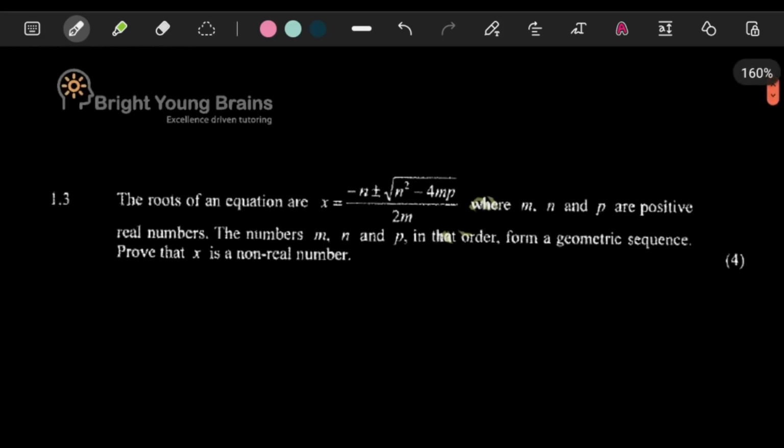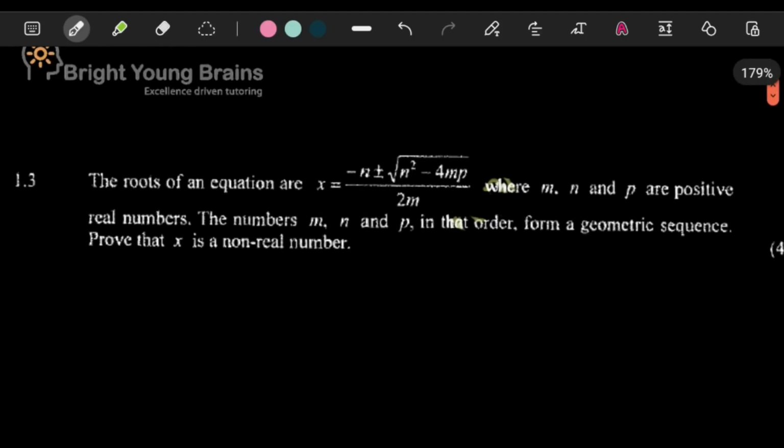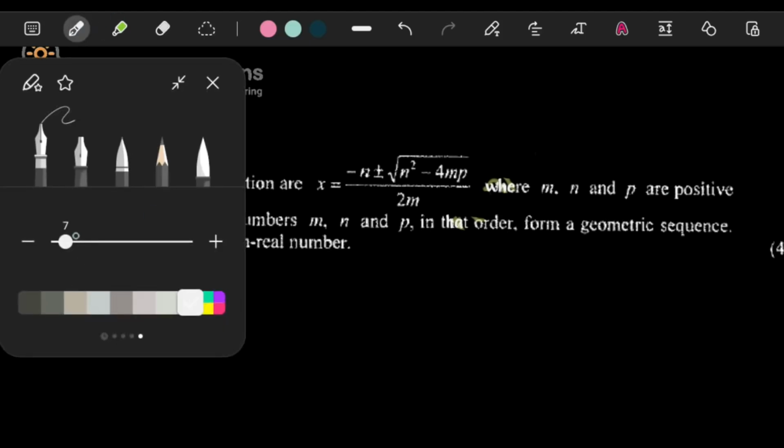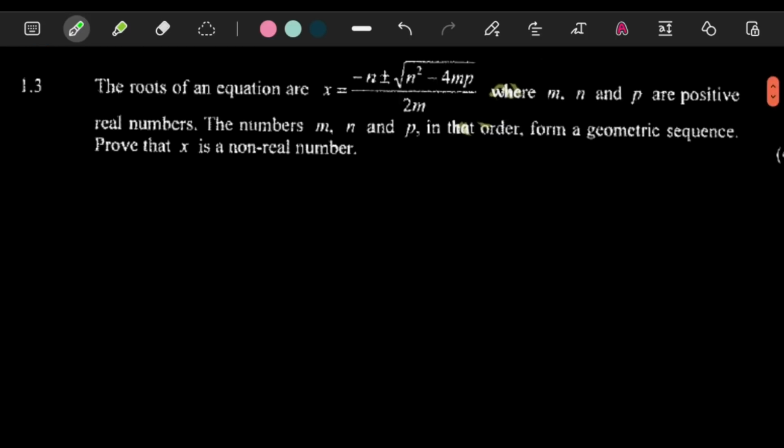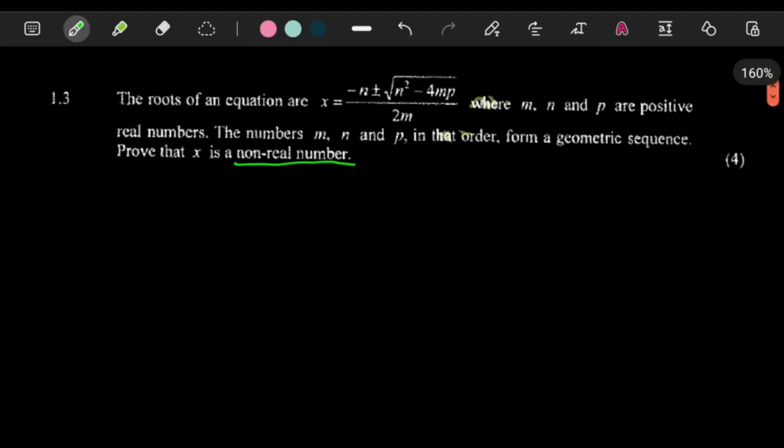It says here, the roots of an equation are this, where m, n, and p are positive real numbers. Yeah, this looks super familiar. I feel like they're recycling things here. Wait, no. They said a, b, and c are positive real numbers. The numbers m, n, and p in that order form a geometric sequence. Prove that x is a non-real number. This question is deep.